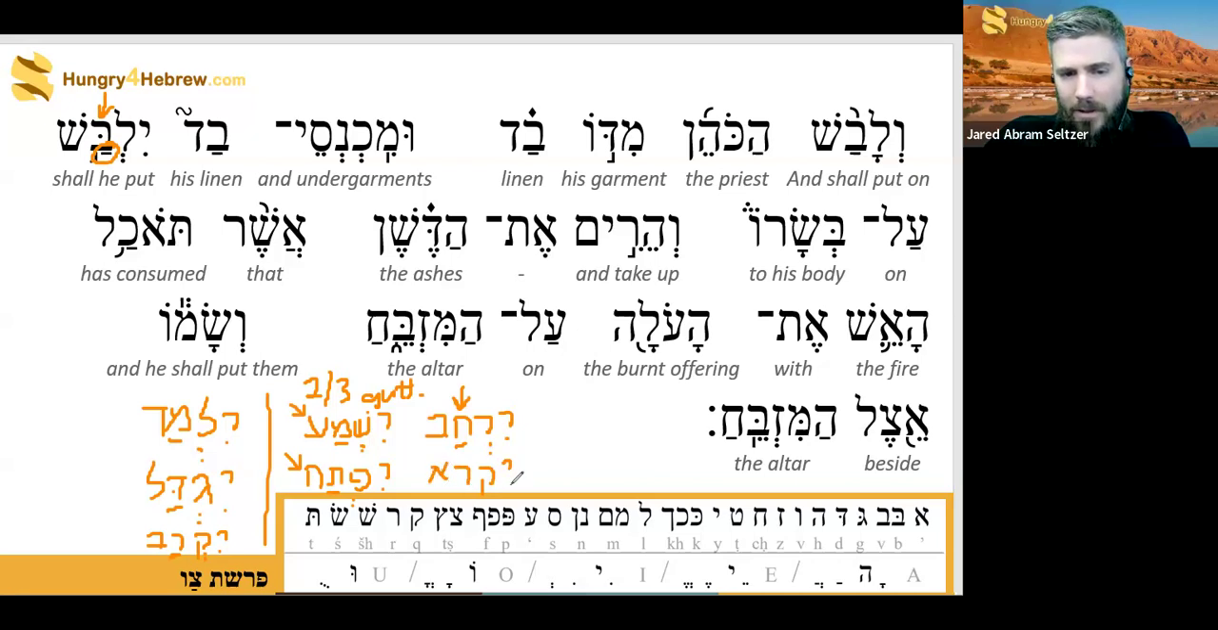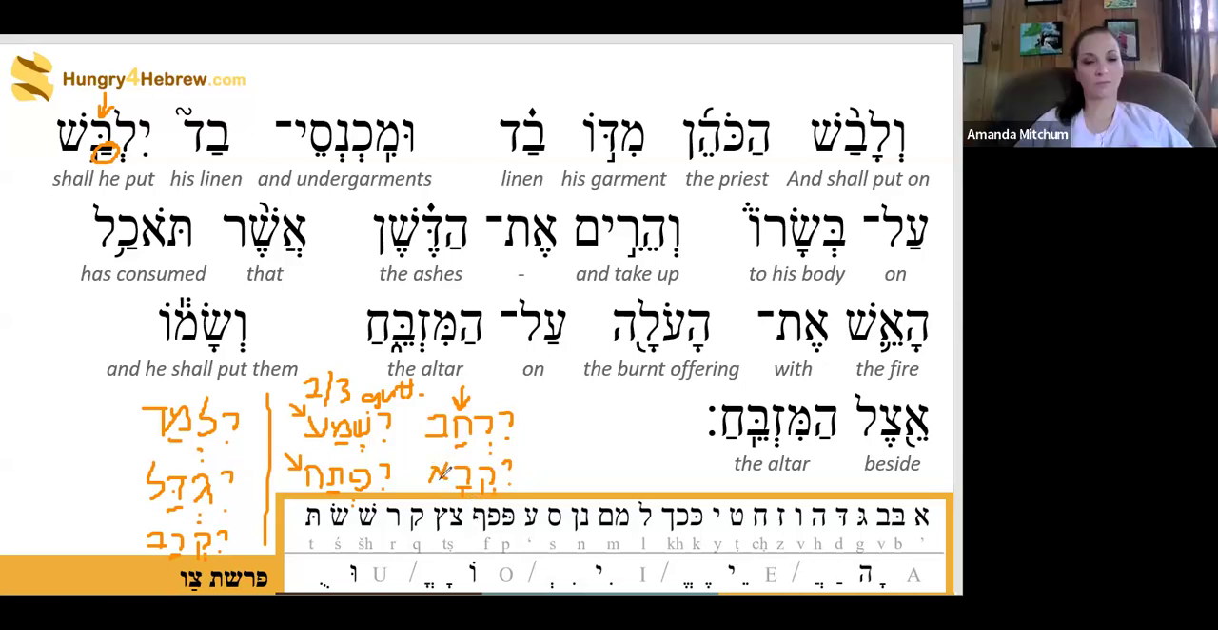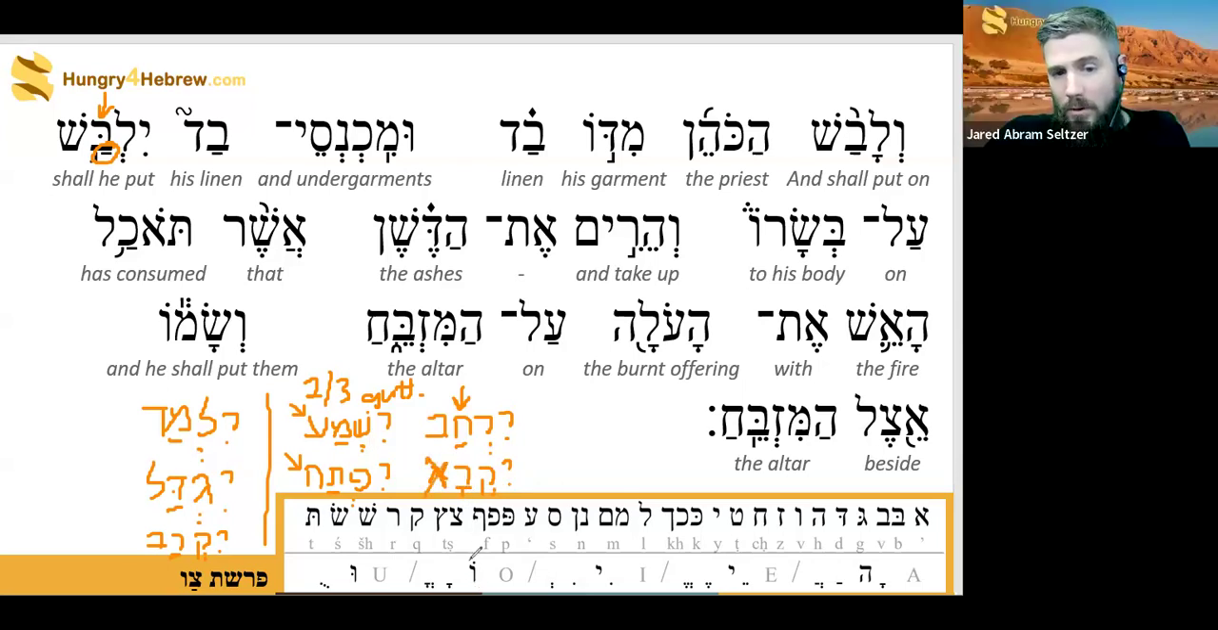Yikra has an aleph at the end, but instead of getting a patach, it gets a full-fledged long vowel kamatz. Why? At the end of a syllable, aleph quiesces. It's like there's no letter there, so we need a long vowel. But it's still a yiktal form.